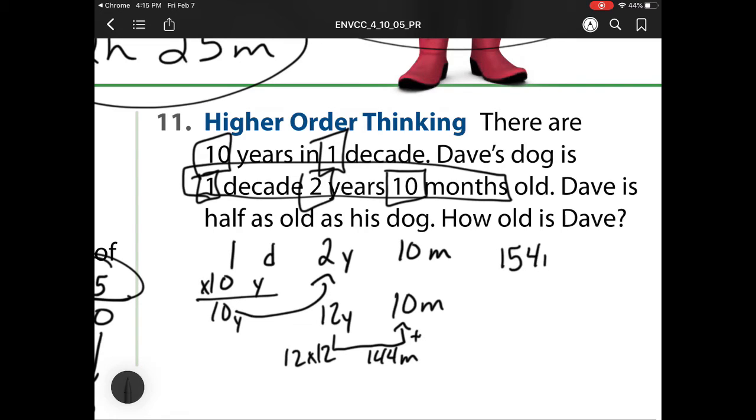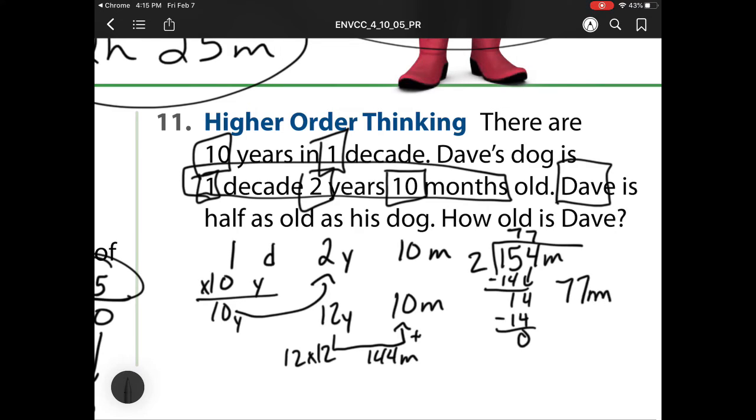So that's 154 months. And it says Dave is half as old as his dog. So what I now need to do is some division. 154 divided by 2. 2 goes into 15 how many times? 7 times. Multiply, subtract, check, and bring down. 2 goes into 14 7 times. Multiply, subtract, and check. So Dave is 77 months old.